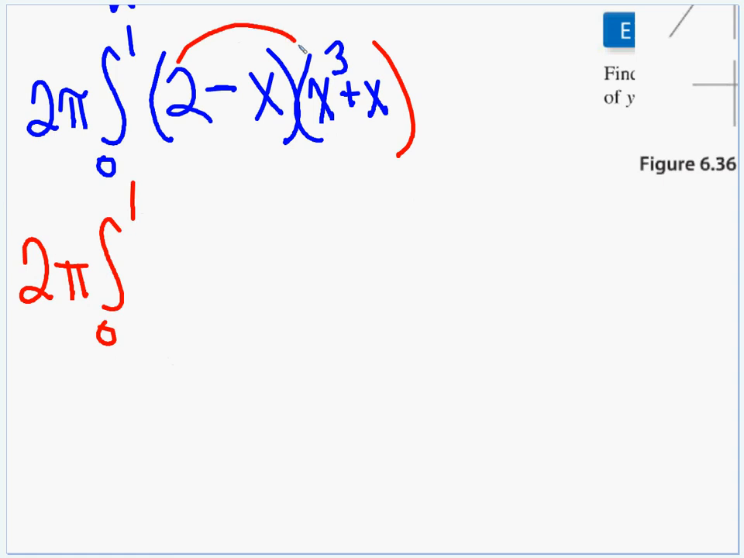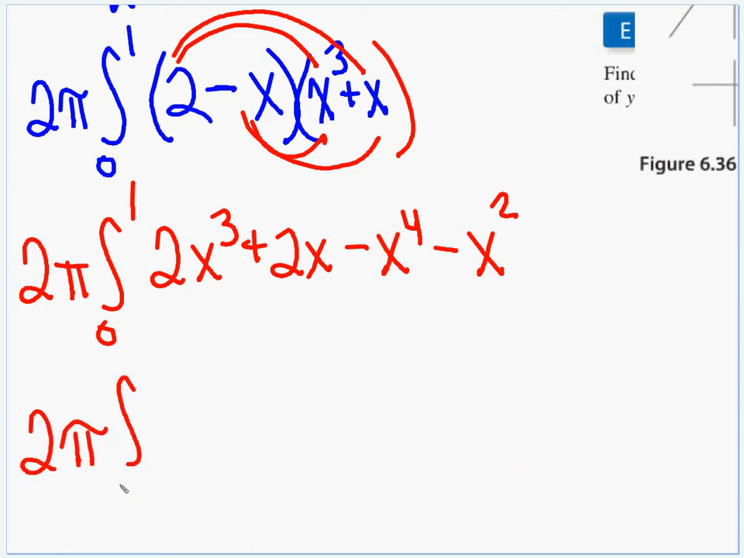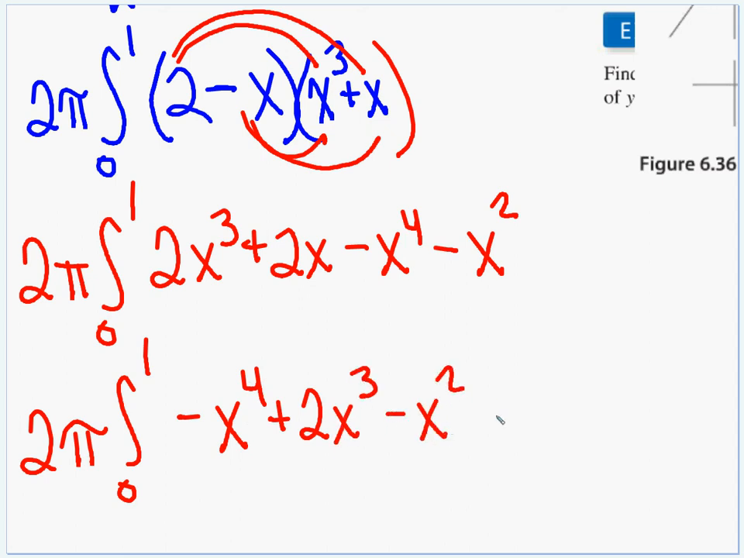Let's see, first times first is a 2x cubed. 2 times x is plus 2x. Negative x times x cubed is minus x to the 4th. And then minus x times plus x is minus x squared. All right, now just because it's the way I roll, I'm going to write that in descending order. So we have a negative x to the 4th plus 2x cubed minus x squared plus 2x dx.